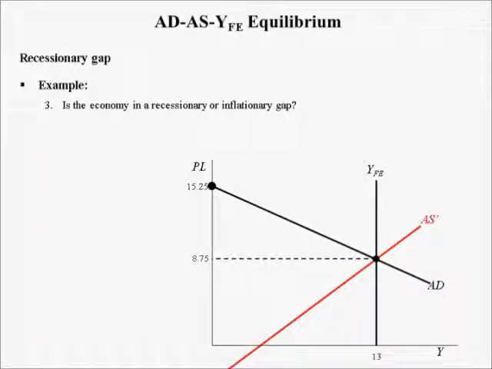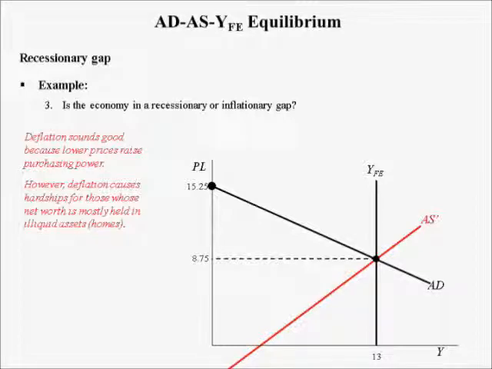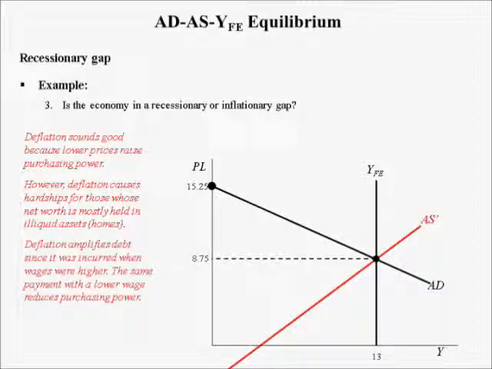Now, deflation, like I said, sounds great because lower prices raise purchasing power. But you've got to remember, for every buyer, there is a seller, right? So it might be better for buyers, but it's also at the same time worse for sellers. Deflation amplifies debt since it was incurred when wages were higher. The same payment with a lower wage reduces purchasing power. Deflation amplifies a loan's interest.